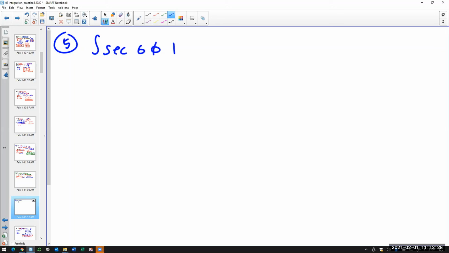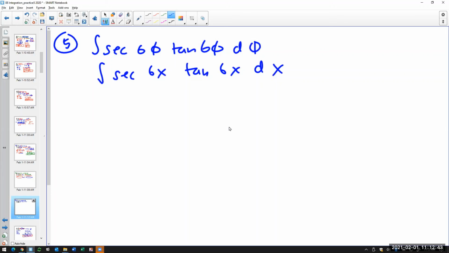Okay, so here we go. Okay. I'm going to change this to 6x. Are you guys okay with that? Just because it's the same thing, right? So we could follow it. Okay. Right here, if I make this my u and this my u, is this something on my formula sheet? Do I have something on my formula sheet that's secant u tangent u? Do I?